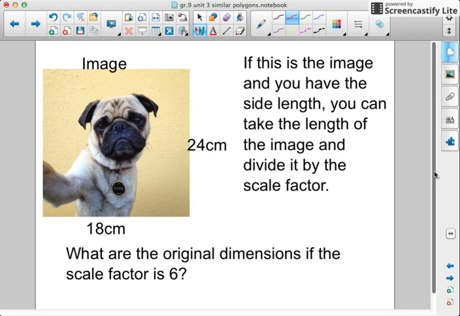If this is the image and you have the side length, you can take the length of the image and divide it by the scale factor. So this is going opposite. Let's say you have the image, you want to find what the original dimensions are. So I would give you the image, which is 24 centimeters by 18 centimeters, and a scale factor of 6. I'm going to find the original, so I could go 24 centimeters divided by 6, I would get 4 centimeters, and 18 centimeters divided by 6, I would get 3 centimeters. So those are the dimensions of the original.